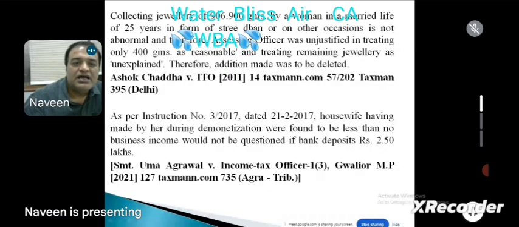Now move on further. Collection of jewelry of 906 grams by a woman in a married life of 25 years, in the form of stridhan or on other occasions, is not abnormal. The court is saying, no, 25 years of married life, she has accumulated 900 grams, this is not at all unreasonable. So this is not at all abnormal. Therefore, the Tribunal said the assessing officer was unjustified in treating only 400 grams as reasonable and treating the balance jewelry as unreasonable. Therefore, the addition was deleted.